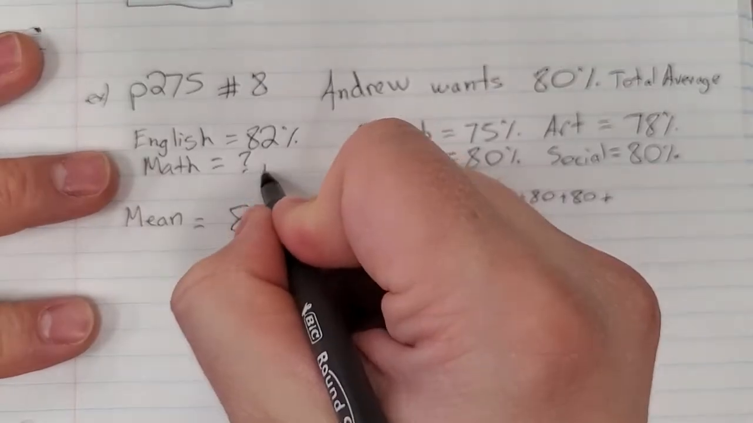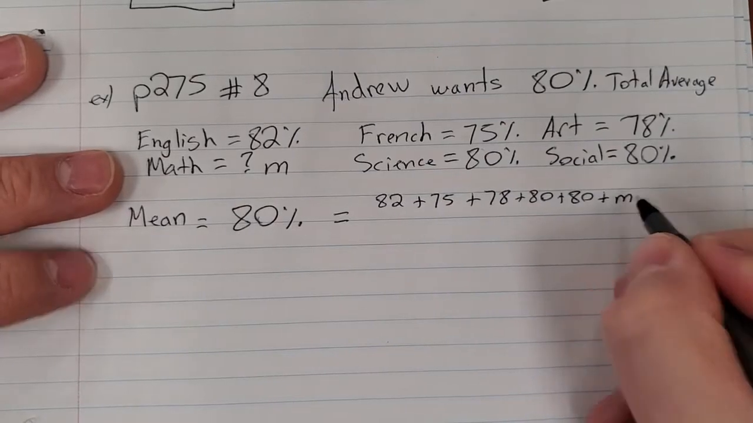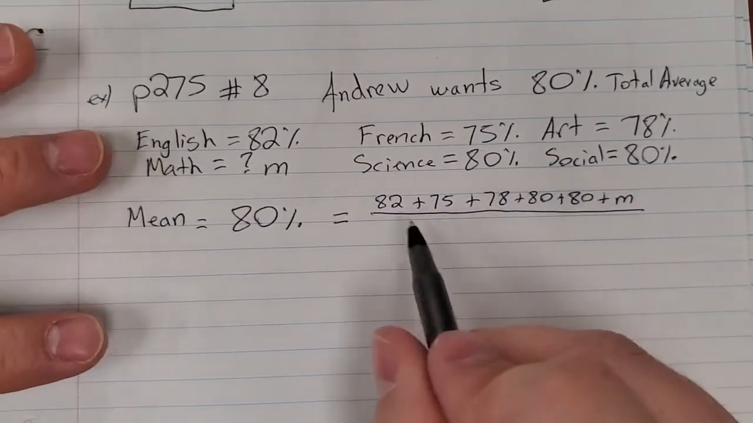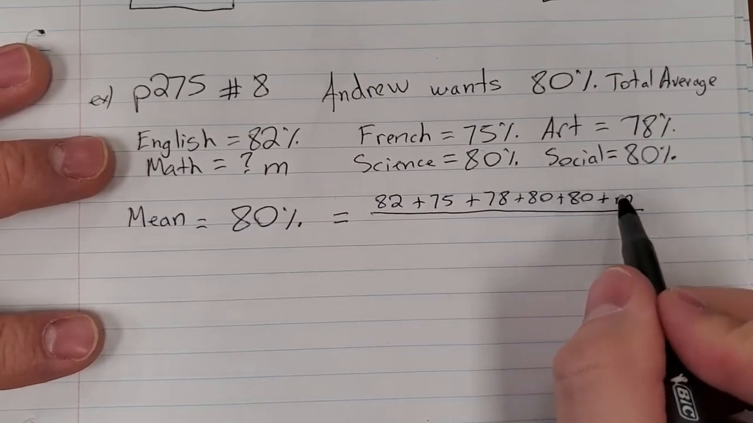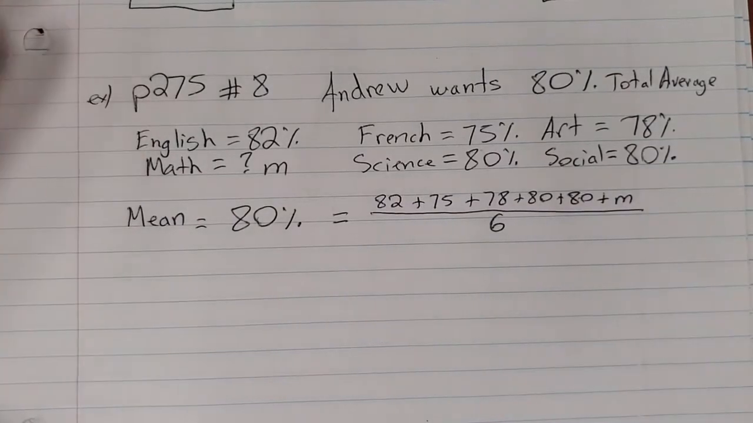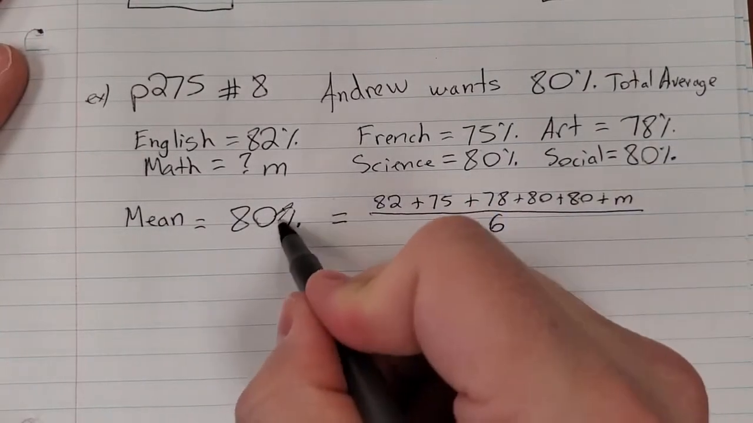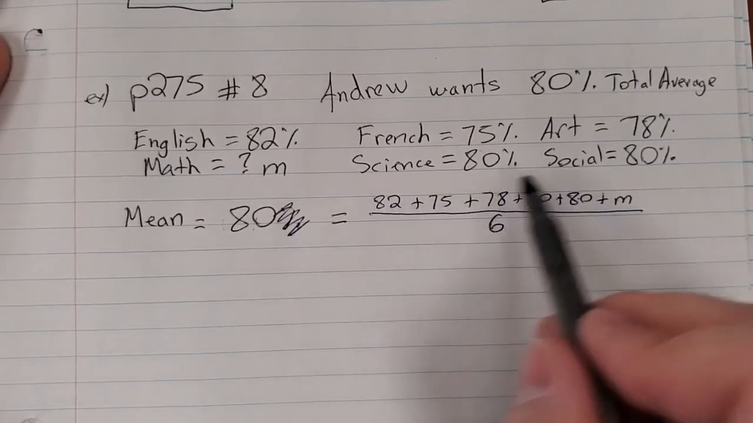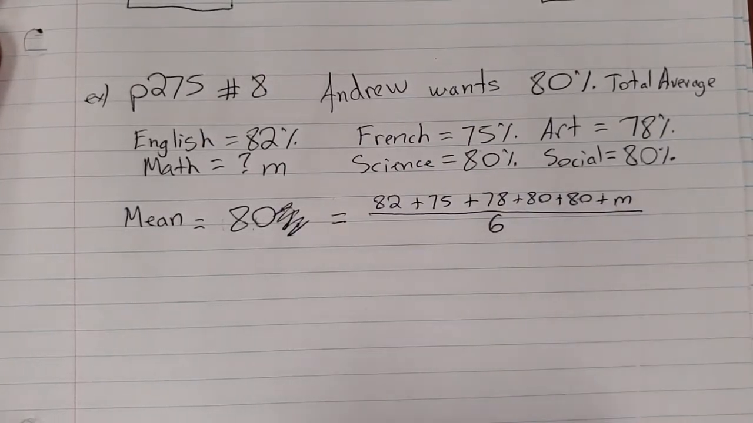So let's give it a variable. Let's give m for math. It would be m for math. And it's going to be all divided by 1, 2, 3, 4, 5, 6. There's 6 subjects that he took that semester. It's going to be divided by 6. We'll have to equal 80 because that's the percent he wants. 80 has to equal all of this with this variable.